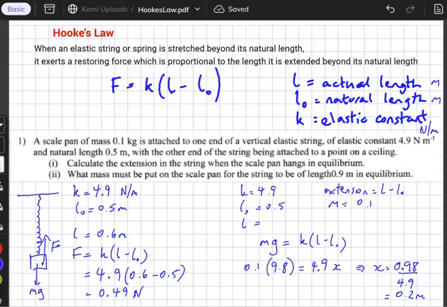Rearranging that relationship, we get the extension being 0.2. So its new length in total is going to be 0.7. But the extension is 0.2.